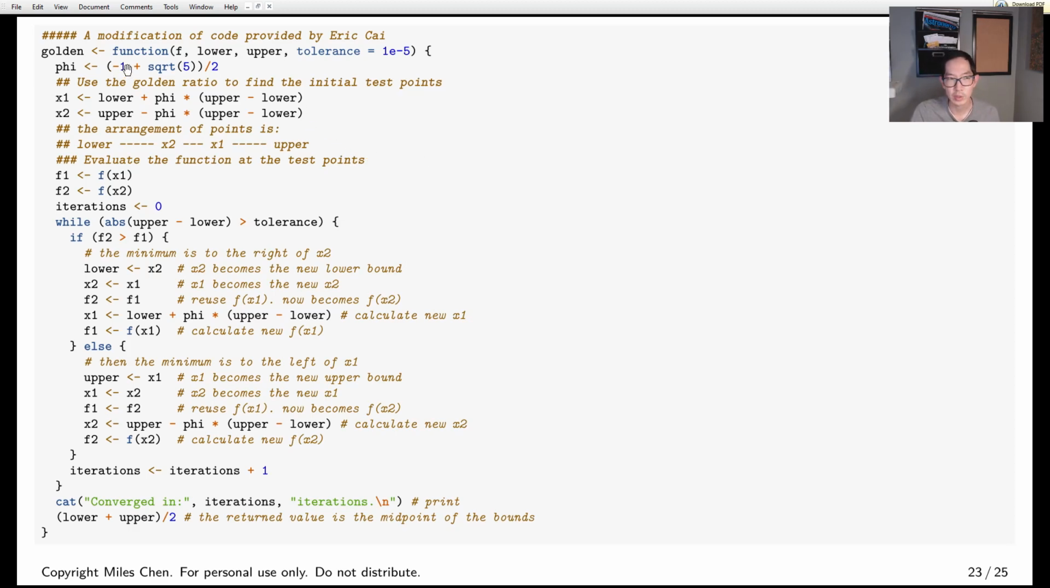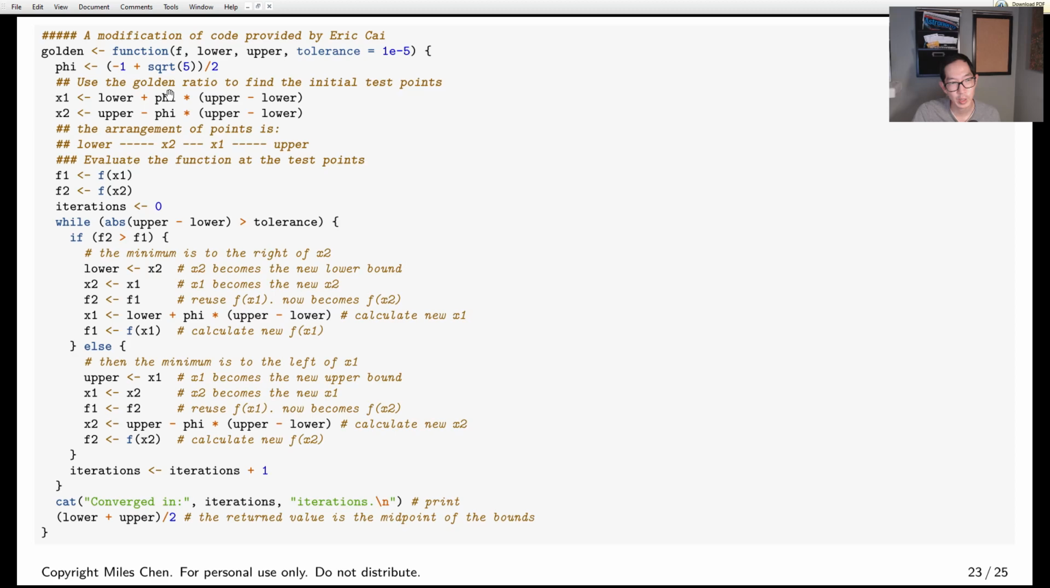So the golden ratio is (-1 plus the square root of 5) divided by 2. That's going to give us approximately 0.618. We need to provide a lower and upper bound, okay? And then my tolerance, where it's going to quit, is going to be 10 to the minus 5. So we're going to find our interior points.